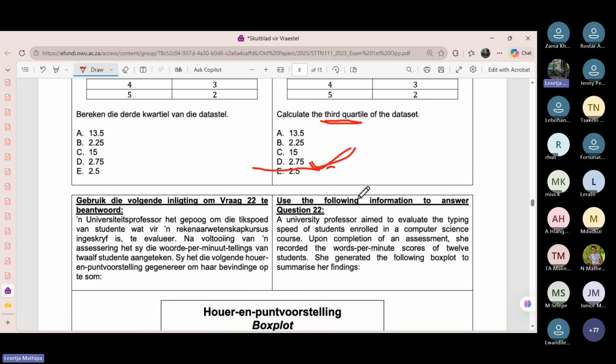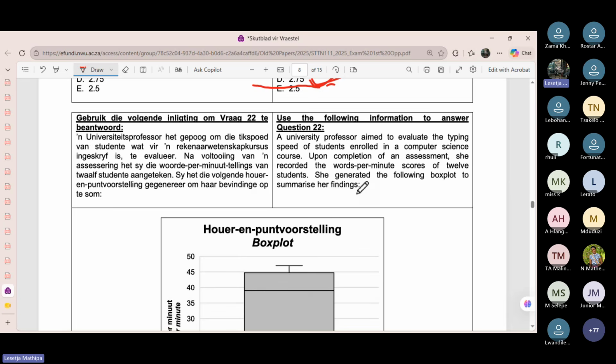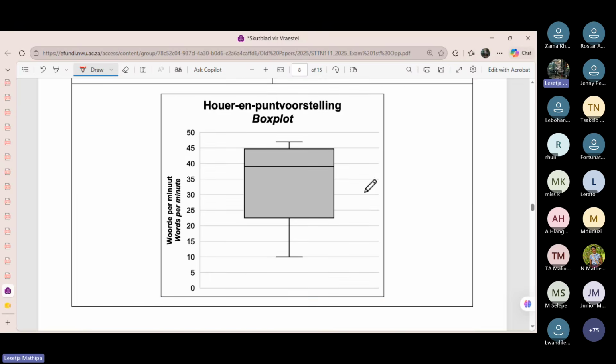Okay, let's continue. Use the following information to answer question 22. Question 22. A university professor aims to evaluate the typing speed of students enrolled in a computer science course, interesting course. Upon completion of an assessment, she recorded the words per minute scores of 12 students. She generated the following box plot to summarize her findings.